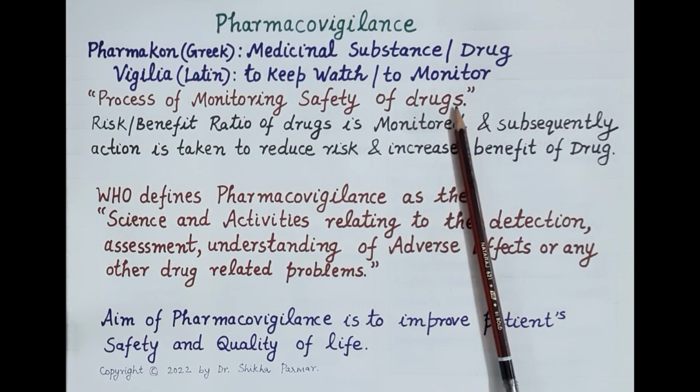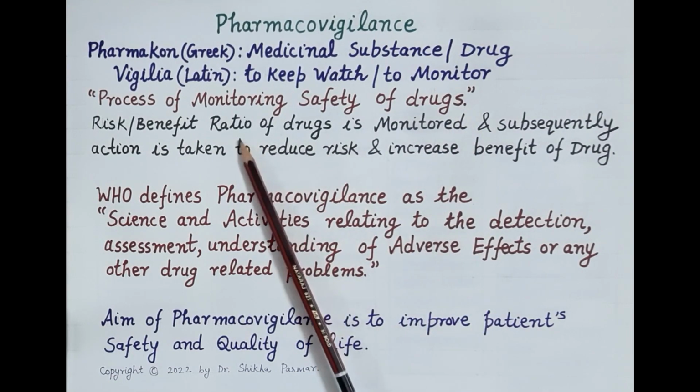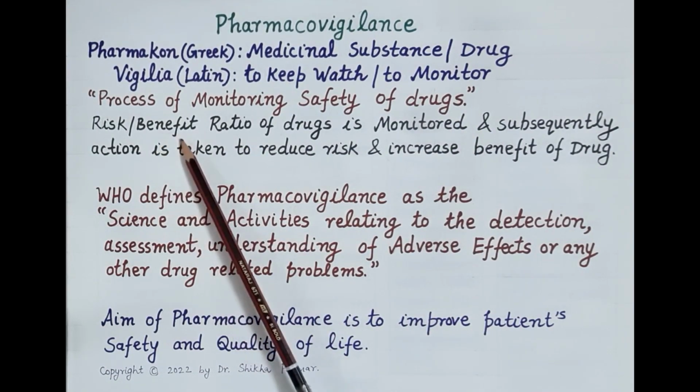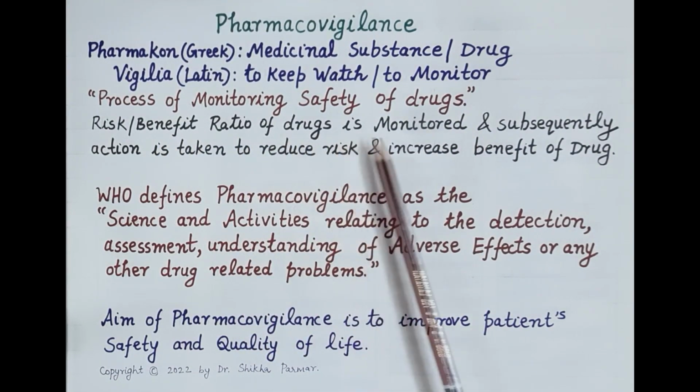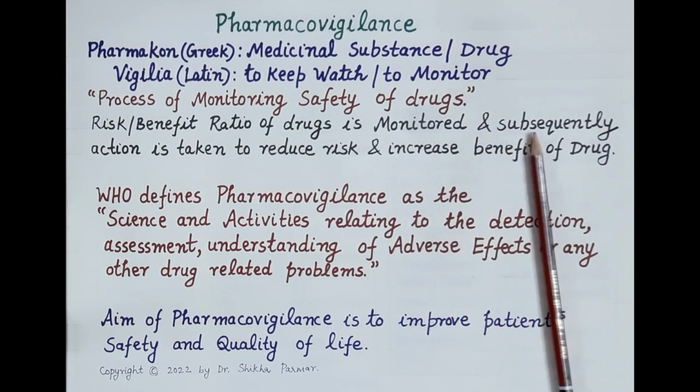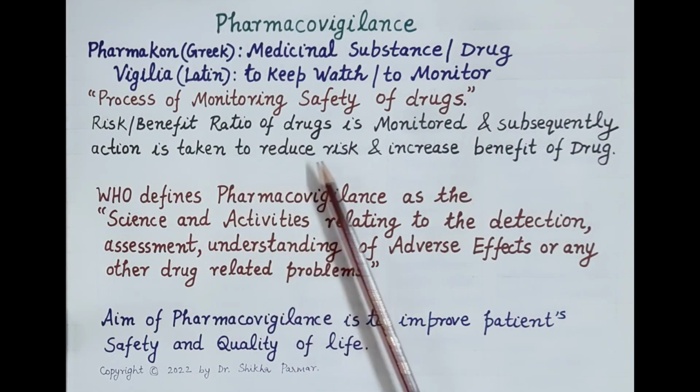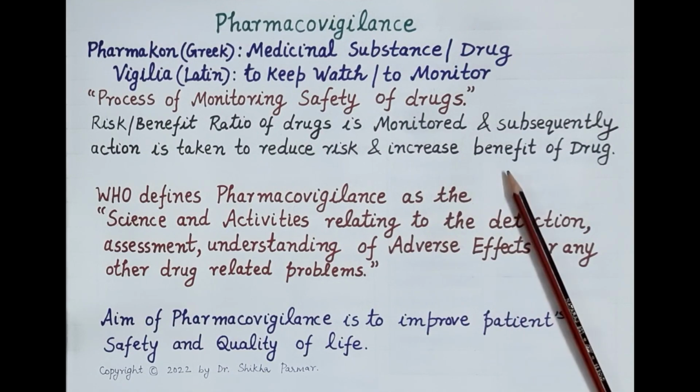Now as we all know, every drug is associated with a number of pharmacological effects on the body. These effects include therapeutic effect, that is the benefit of a drug, and adverse effect, that is the risk of a drug. So pharmacovigilance is a process where risk-benefit ratio of drugs is monitored and subsequently action is taken to reduce risk and increase benefit of the drug.